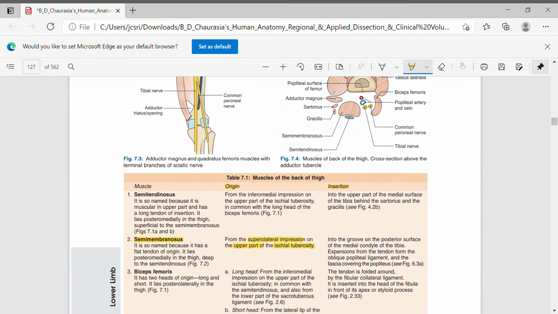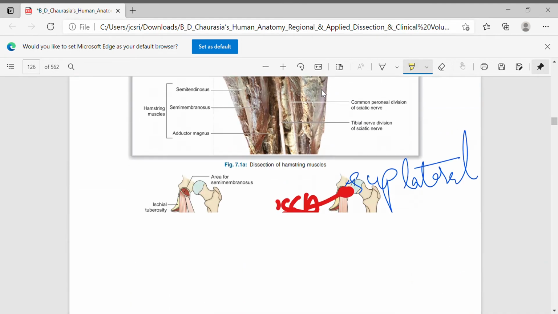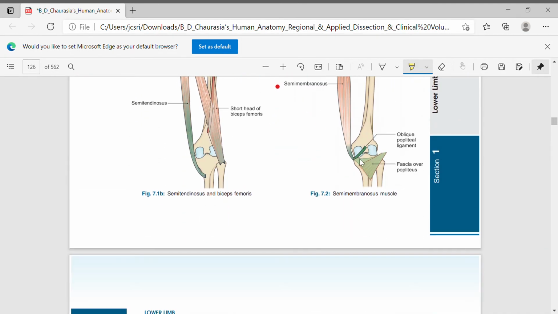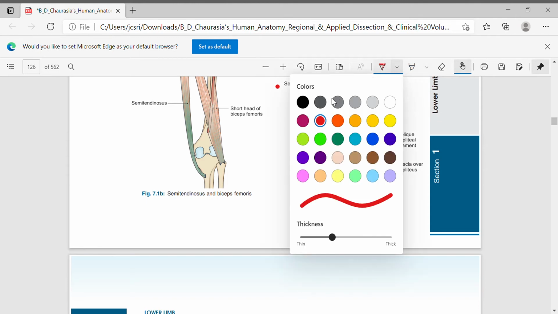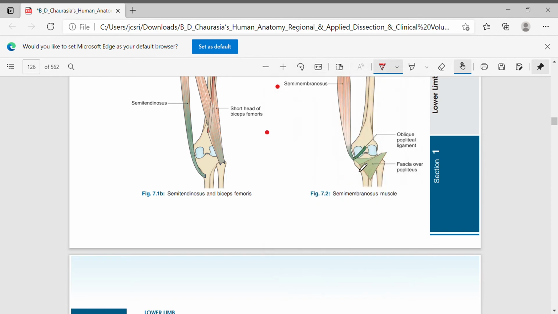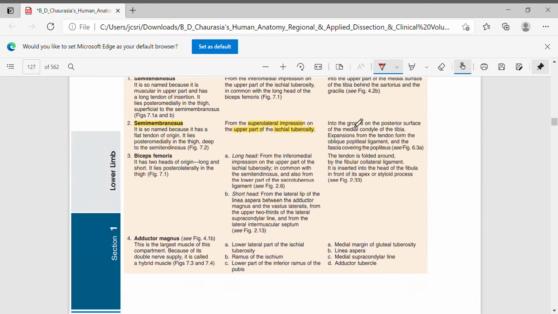So where does it get inserted? It is inserted into the groove on the posterior surface of the medial condyle of the tibia. So it should insert into one of the bones. It is getting inserted here, this is the medial condyle. You can see right here, this is the medial condyle of the tibia. So only there it is inserted.